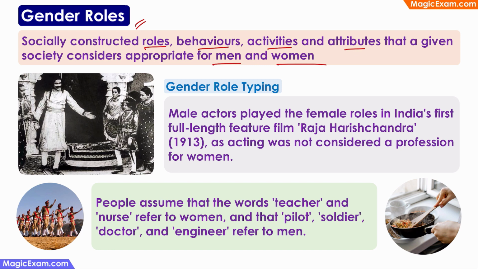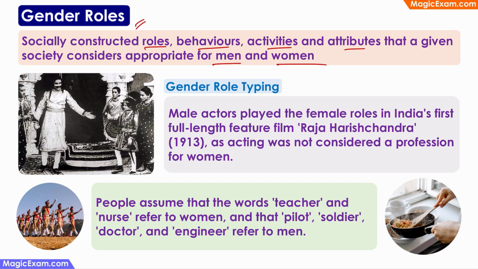A small example could be gender role typing in the Indian film industry in the early 1900s. When the film industry was just developing in India, women were not considered for any roles in movies. In fact, women were almost prohibited from participating in the movie making process. So for many years, all the parts, including the female parts in movies, were played by men. And gender roles evolve over a period of time as the society changes and develops and evolves.